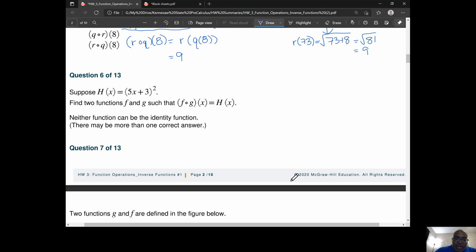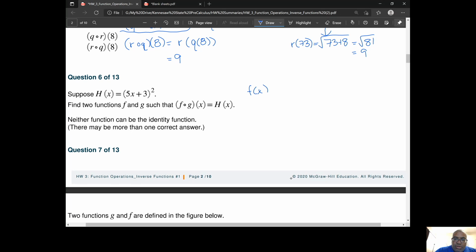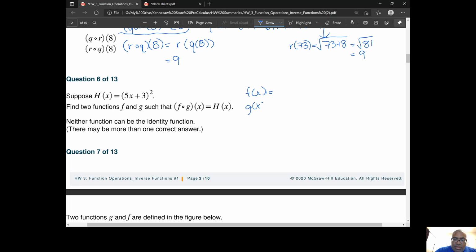So we will say that, let's say f of x, g of x. So we're doing g and then f. So we can say g of x is 5x plus 3. And then we're cubing that. So f of x is x cubed. And boom, that's it.